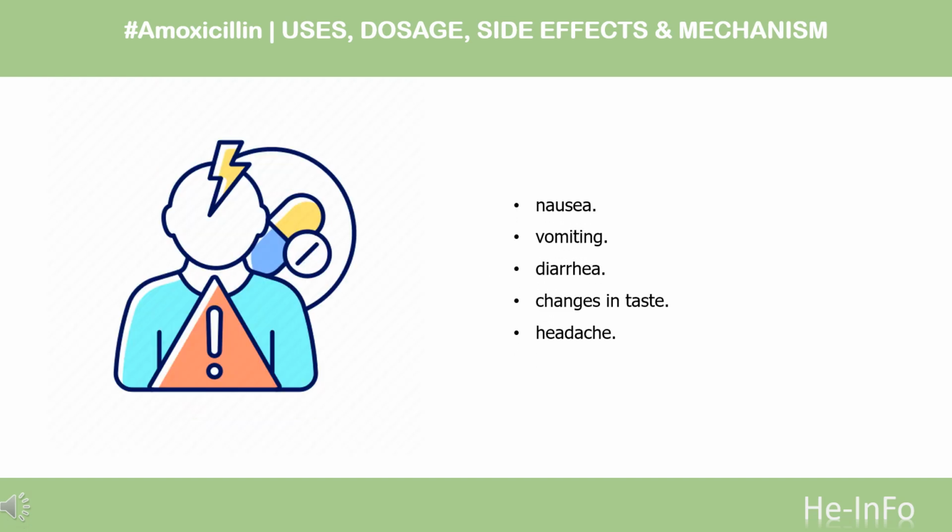Side effects. Common adverse drug reactions associated with systemic amoxicillin therapy: nausea, vomiting, diarrhea, changes in taste, headache.